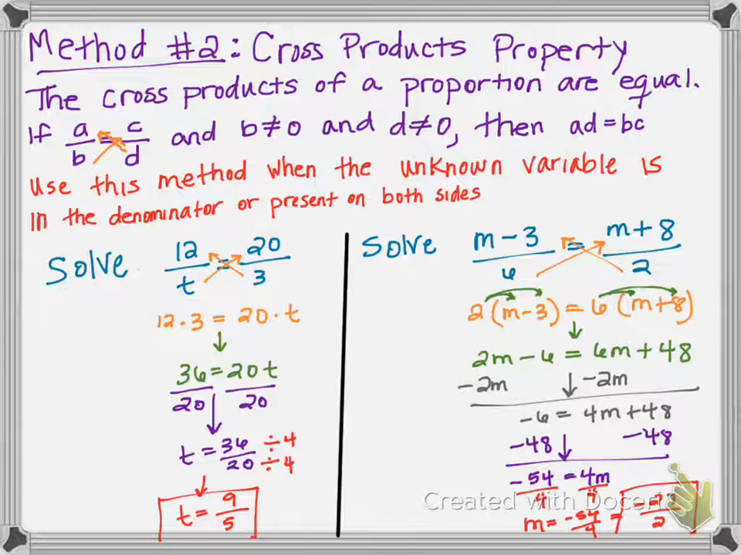Most of the time, I prefer that my answers are left in fraction form. But if you wanted, you could also put down that m would be, let's see, negative 13.5. That's what negative 27 divided by 2 is. So this is a correct answer as well. All right.